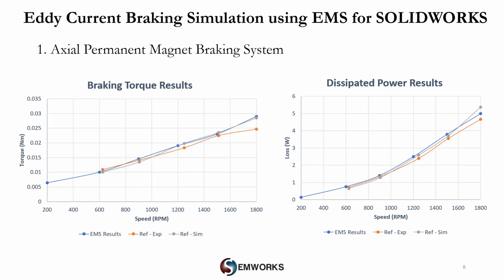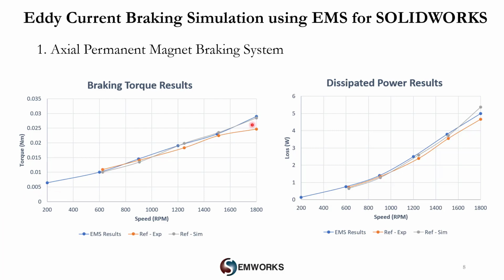Those eddy currents act in an opposite way as we explained at the beginning. So as a result, the generated torque, more precisely the braking torque, is in the opposite direction to the motion. It tends to stop the rotation of the disk. This torque depends on several factors like the speed. In the left figure we can see the variation of the torque versus the rotation speed. It shows that the torque increases with the speed.